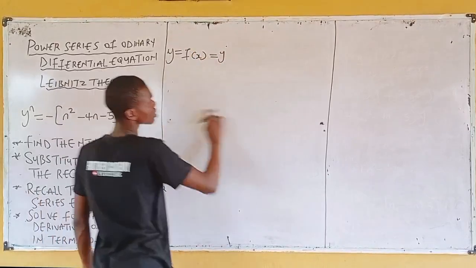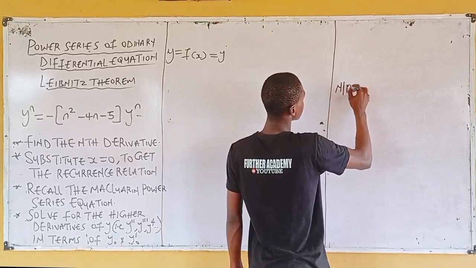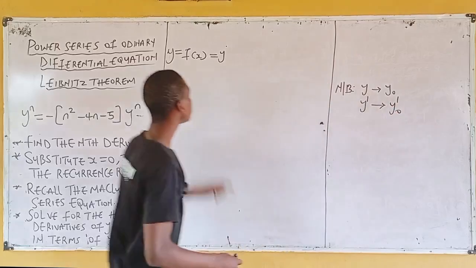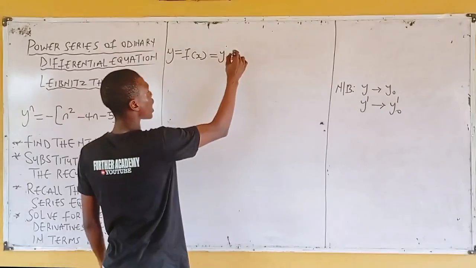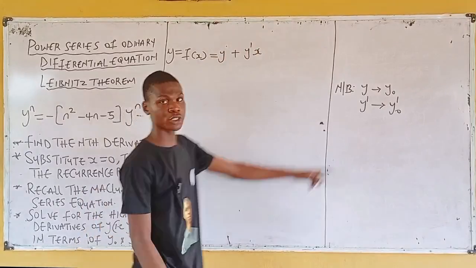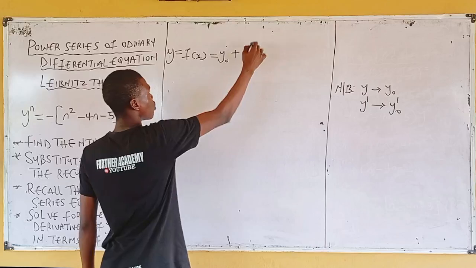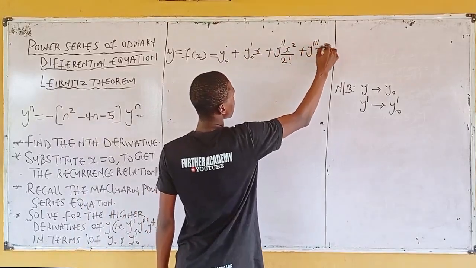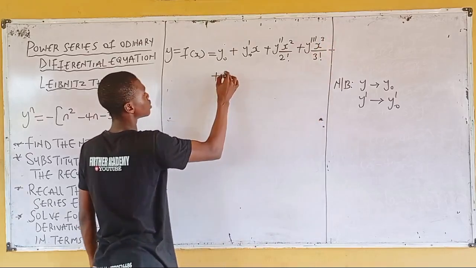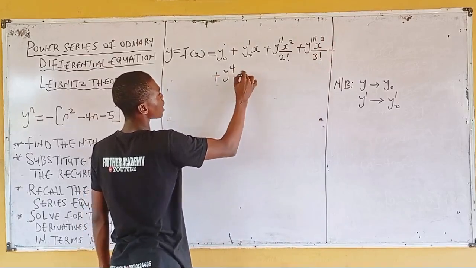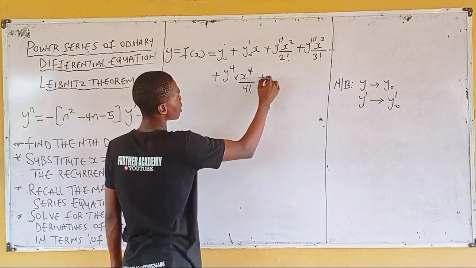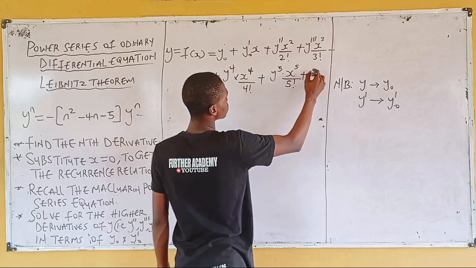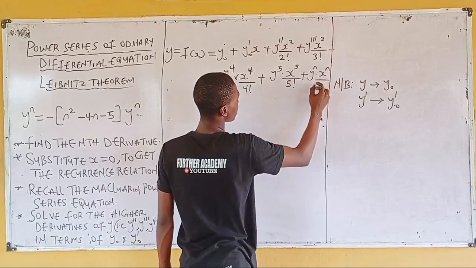Take note that y is still the same thing as writing y naught, and y prime is the same as y prime naught. From this Maclaurin series solution, I have y naught, plus y prime naught times x, plus y double prime x raised to the power of 2 divided by 2 factorial, plus y triple prime x raised to the power of 3 divided by 3 factorial, plus the fourth derivative y raised to the power of 4 times x raised to the power of 4 divided by 4 factorial, plus y raised to the power of 5 times x raised to the power of 5 over 5 factorial, plus y raised to the power of n times x raised to the power of n, all divided by n factorial.